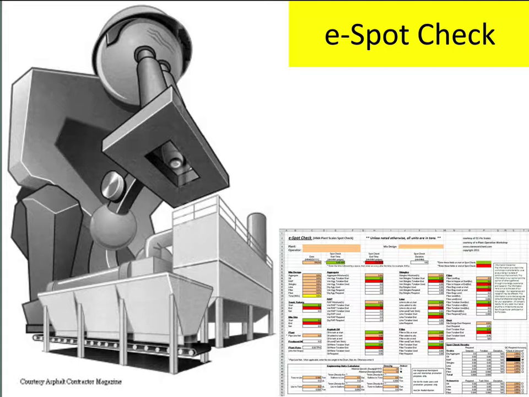This eSpotCheck spreadsheet helps the plant operator determine if the mix is being produced properly while the plant is in production. The white cells in the eSpotCheck spreadsheet contain the results of the calculations made automatically when the colored cell data is entered.